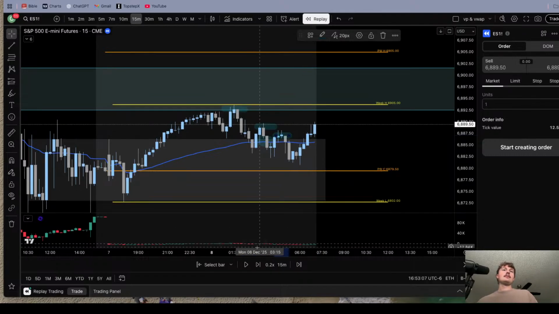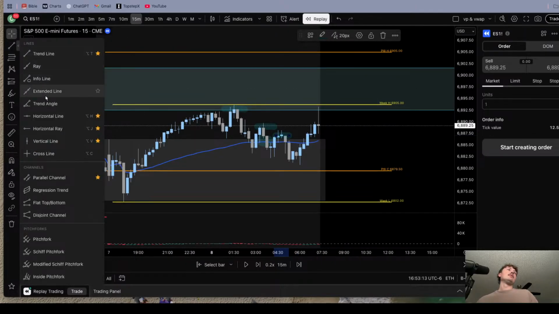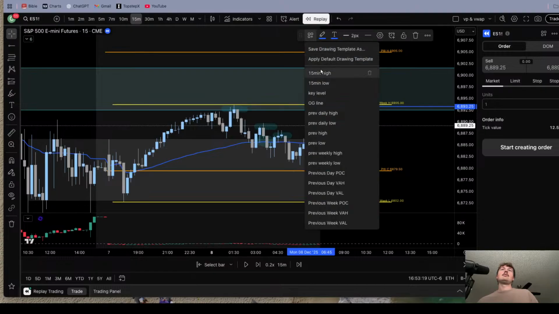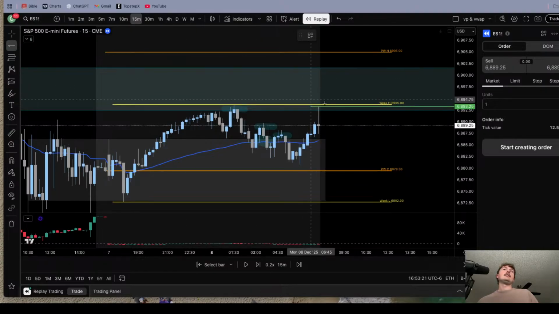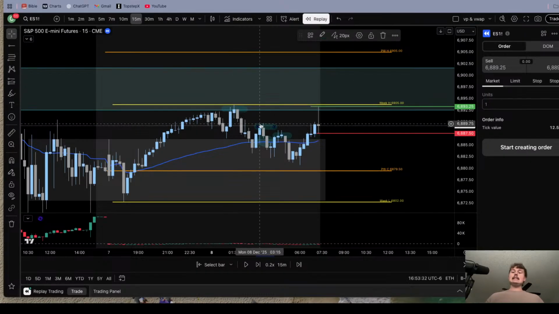Okay, so we got the first 15 minute candle. We're gonna place a high and a low. Actually, well, I'll do it in a second. We got too much going on in the chart right now. Need to make it clean.